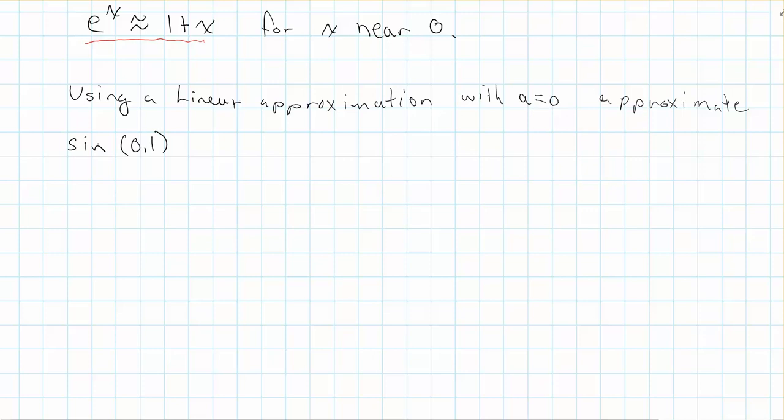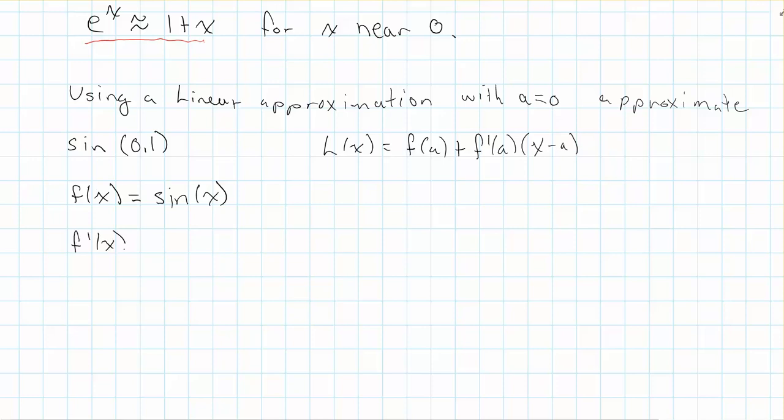So we're going to do a linear approximation here. First off, we need to figure out what my function is. The function that I'm approximating, of course, is the sine function, sine of x. So with my linear approximation, I'm going to write the equation down again: f at a plus f prime at a times x minus a. Well, I need the derivative. So f prime at x, well, that's easy. That's just cosine of x.